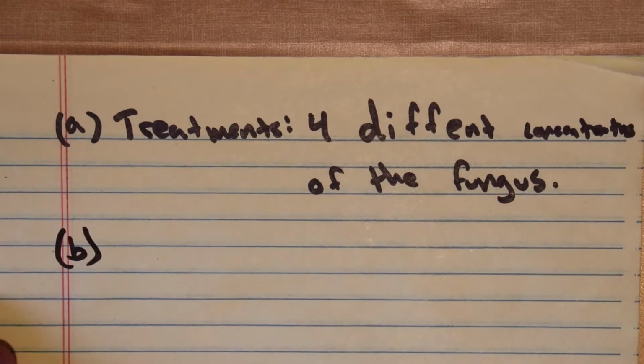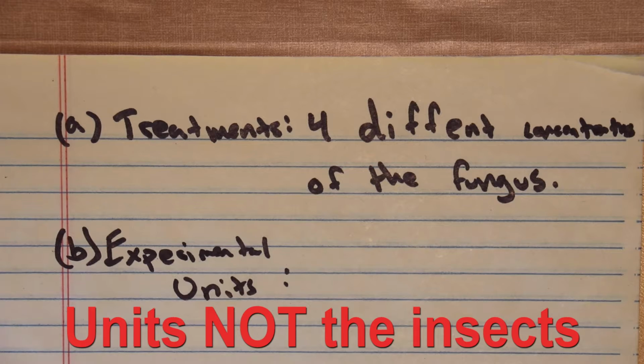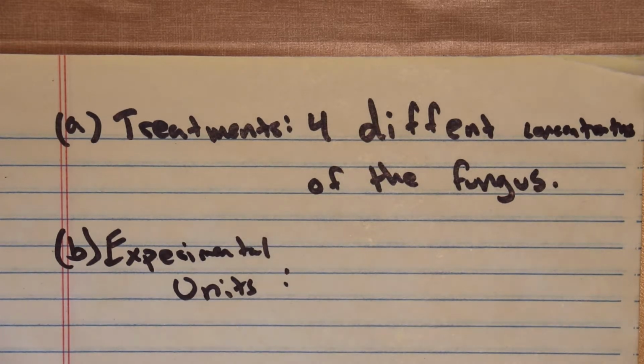Part B, the units. So this one I noticed a lot of misconceptions. Turns out the units are not, hi Ramsey, the units are not the insects. The units are the smallest thing in your experiment that the treatment is being imposed upon. So we know that the treatments are imposed upon the 20 containers.